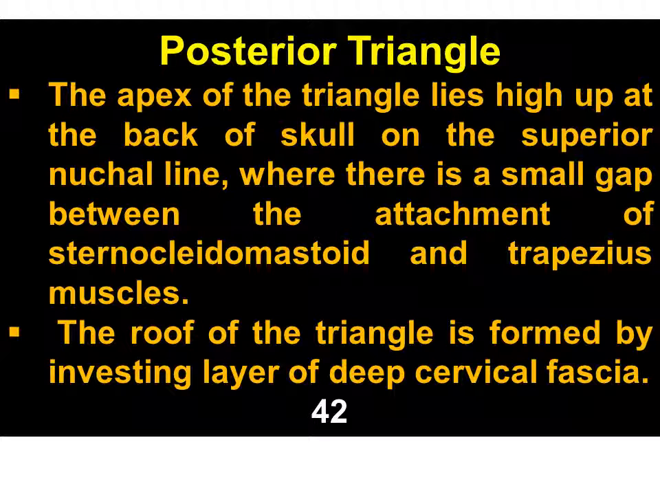Posterior triangle is... we talked about the boundary, no need to repeat it. The apex of the triangle lies high up at the back of the skull, reaching the superior nuchal line, where the muscles do not meet exactly muscle to muscle, but there is a small gap between the attachment of sternocleidomastoid and trapezius. The roof of the triangle is formed by the investing layer of deep cervical fascia.